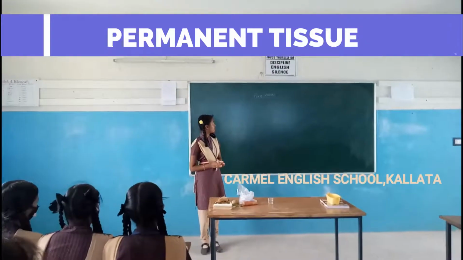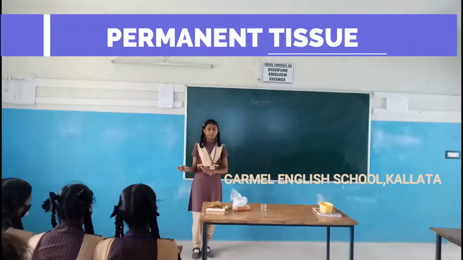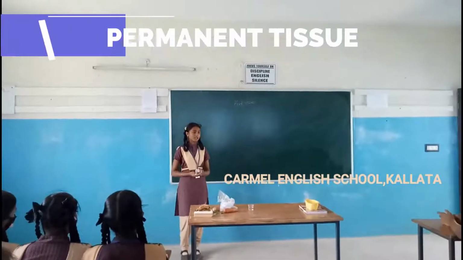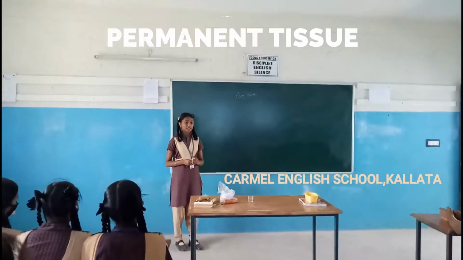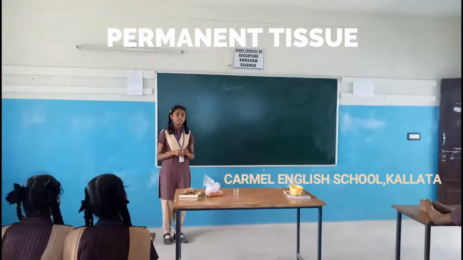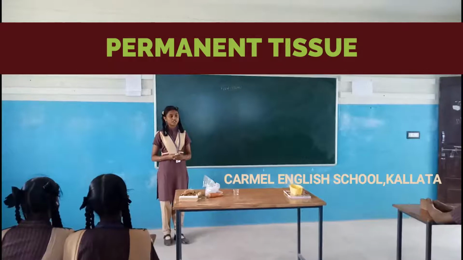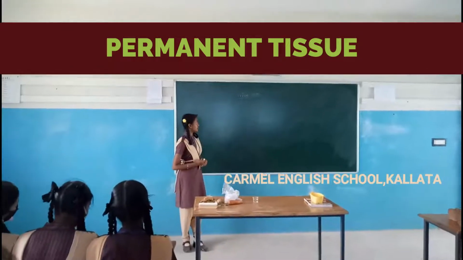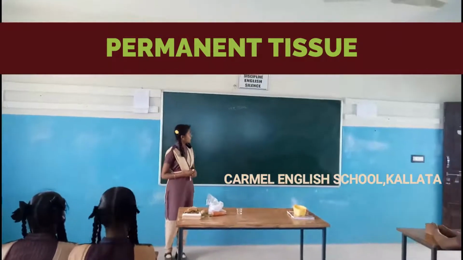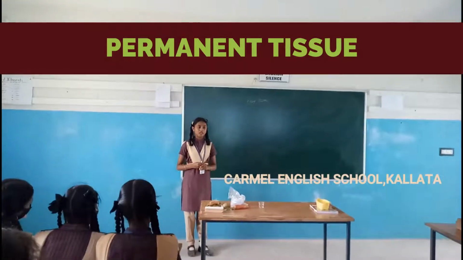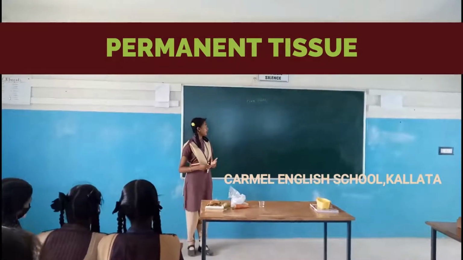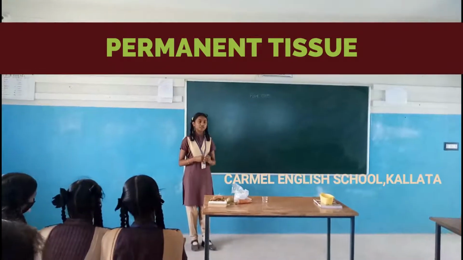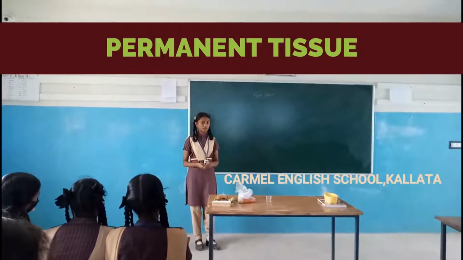Tissue is divided into plant tissue and animal tissue. Today my topic is about plant tissue. Plant tissue means a collection of similar cells performing an organized function for the plant. Plant tissue has 4 types. From the 4 types, the second type is permanent tissue, and today I am going to discuss permanent tissue.